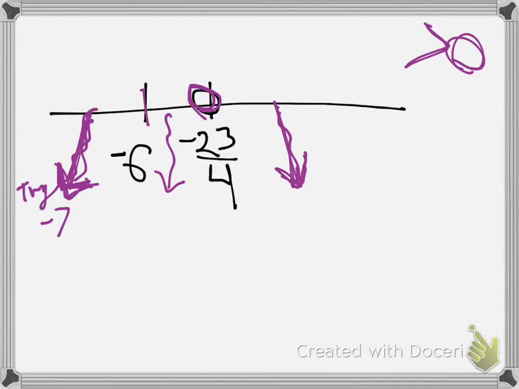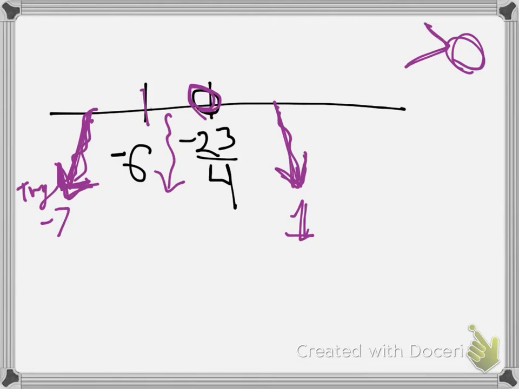We could try -23/4, that's almost -6, so I could try -5, or I could try -4, or we just try, I don't know, a positive number even, anything to the right-hand side. Let's just try number 1, +1, that's good. And then what if we tried something in between these two?